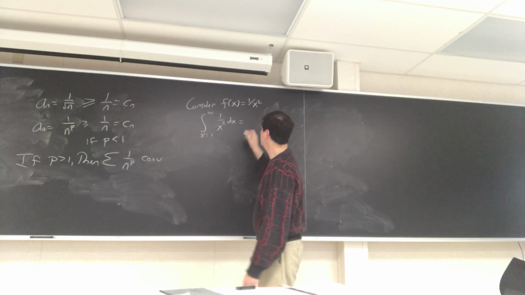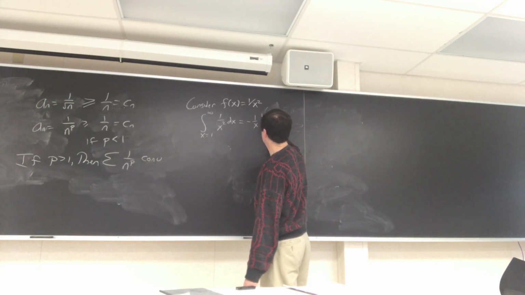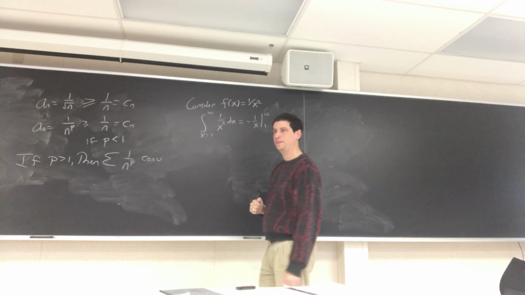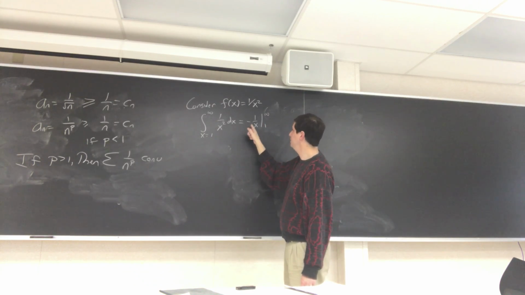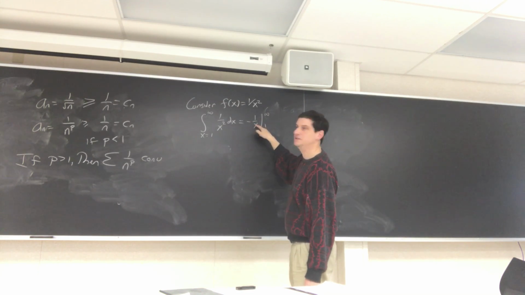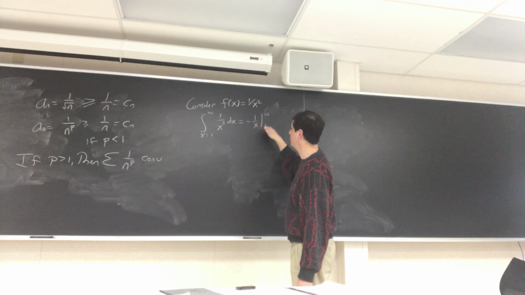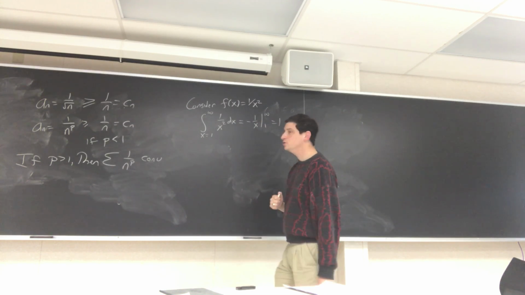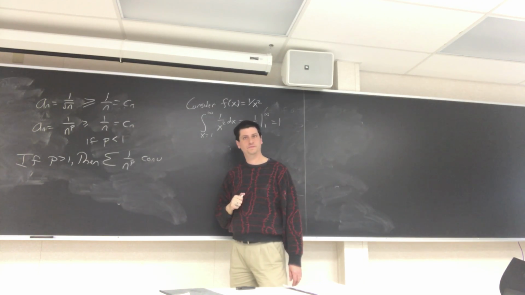Negative 1 over x. So negative 1 over x, I evaluate this at infinity and 1. The negative sign, okay, when I put in infinity I get negative 0, and then when I put in 1 I get minus, so I get that this equals 1. So this integral converges.